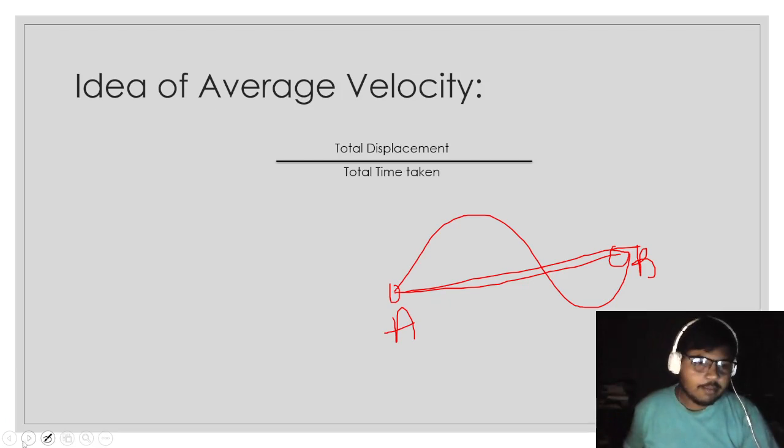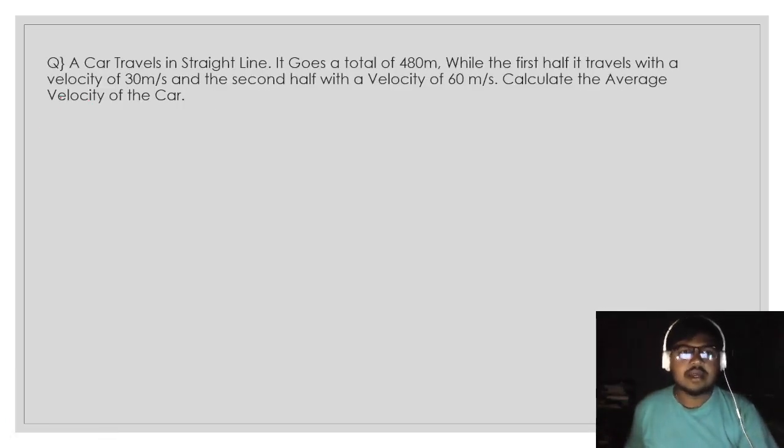Let's understand it with a question. Let's talk about another question. Here we see a car travels in a straight line. It goes a total of 480 meters, while the first half it travels with a velocity of 30 meters per second, and the second half with a velocity of 60 meters per second. Calculate the average velocity of the car.